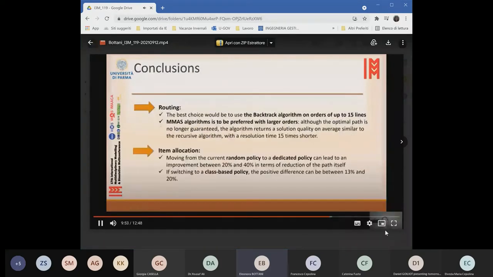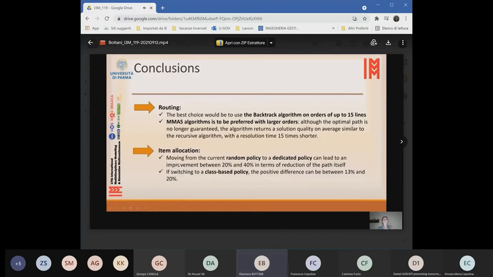Conclusions. About the routing, the best choice would be to use the backtrack algorithm for orders up to 15 lines. The Max-Min Ant System algorithm is to be preferred with larger orders. Although the optimal path is no longer guaranteed, the algorithm always returns a solution quality on average similar to the recursive algorithm, but with a very short resolution time.